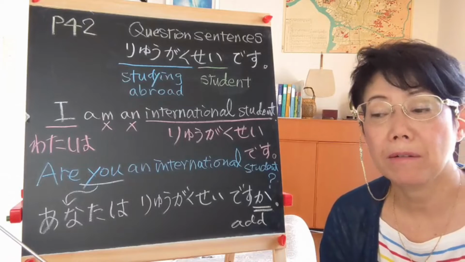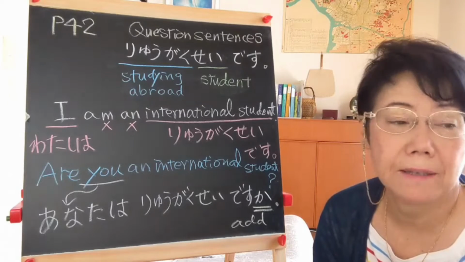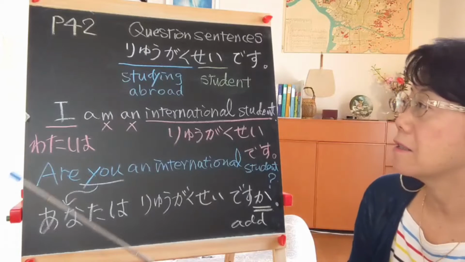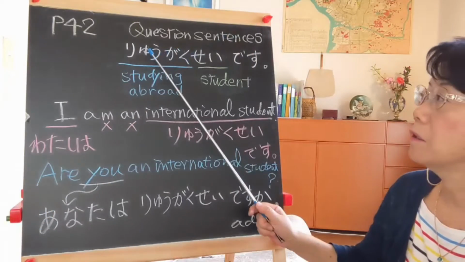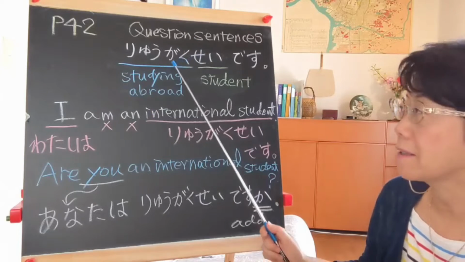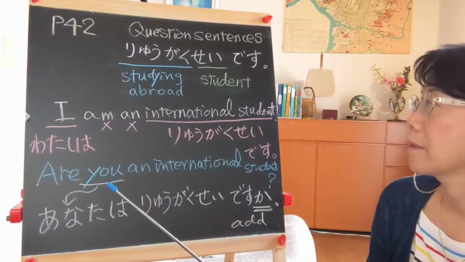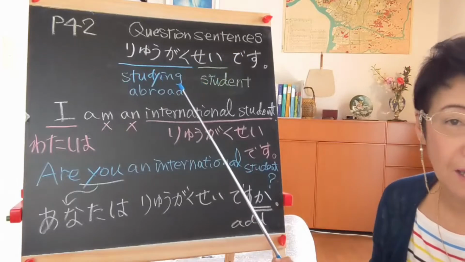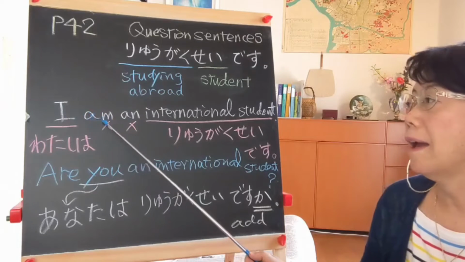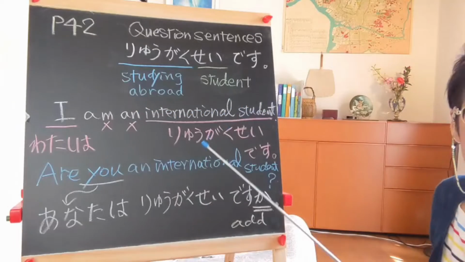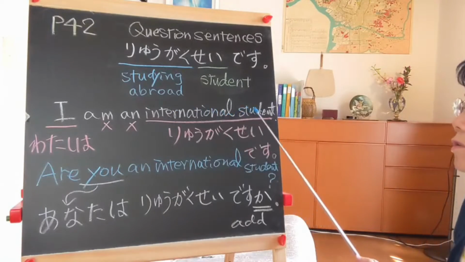It's very easy comparing to English question sentences. Okay, let's get started. The example sentence in your textbook is 留学生です。Okay. 留学 means in Japanese studying abroad, and sei is student. So 留学生 is a student studying abroad. And English in your textbook, I am an international student. In this textbook, 留学生 is translated as international student.